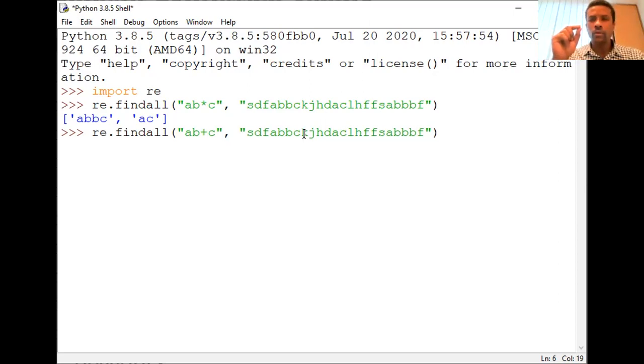Plus means one or more times of B. It should start with A, but B should appear at least once. So in this case, the result would be A, B, B, C. Exactly. The second one will never happen because it doesn't have any B in it.